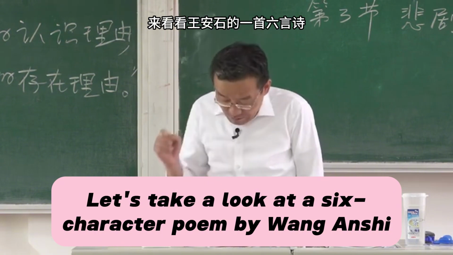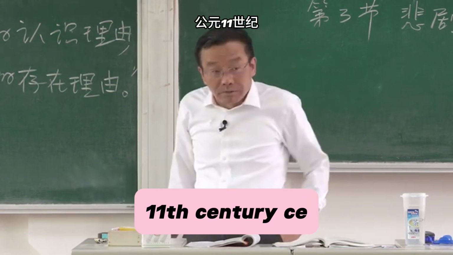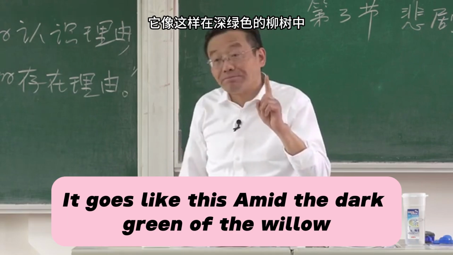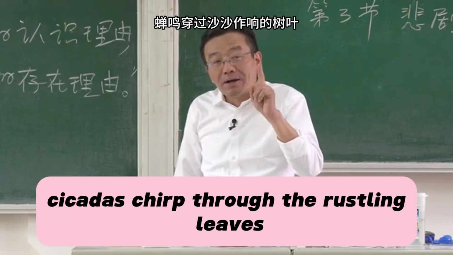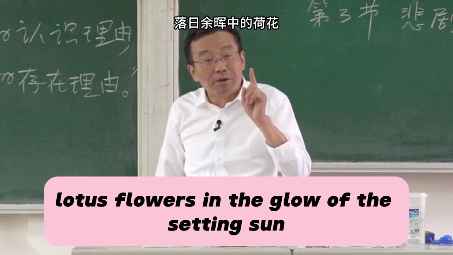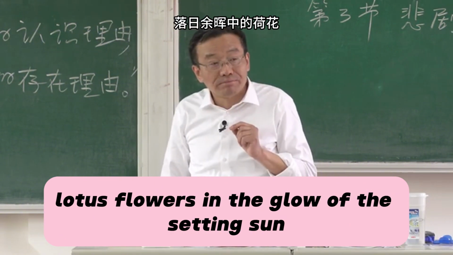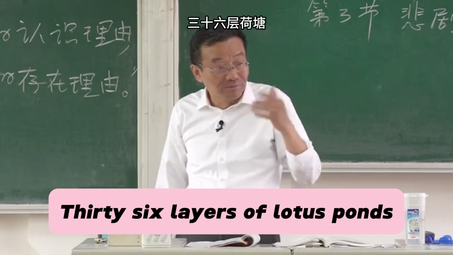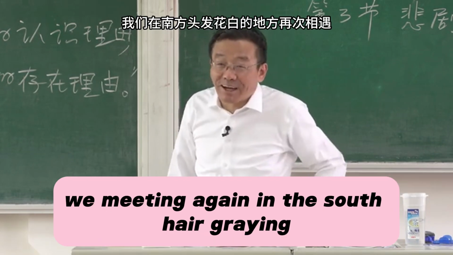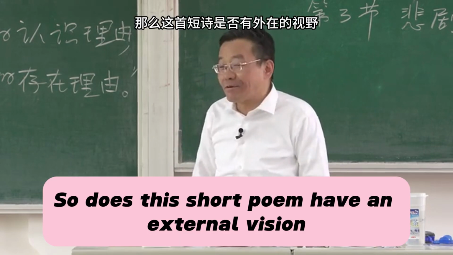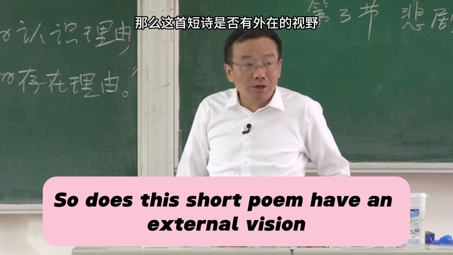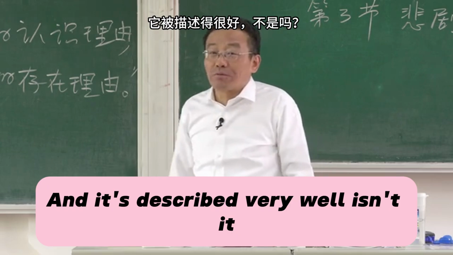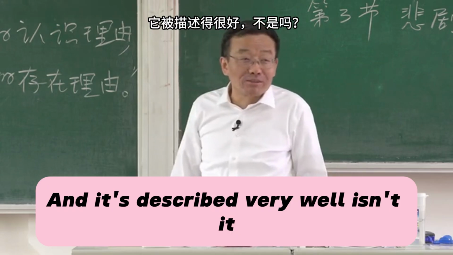Let's take a look at a 6-character poem by Wang, 11th century CE. It goes like this: amid the dark green of the willow, cicadas chirp through the rustling leaves, lotus flowers in the glow of the setting sun, intoxicating red. 36 layers of lotus ponds, we meeting again in the south, hair graying. So, does this short poem have an external vision? Yes, it does, right? And it's described very well, isn't it?